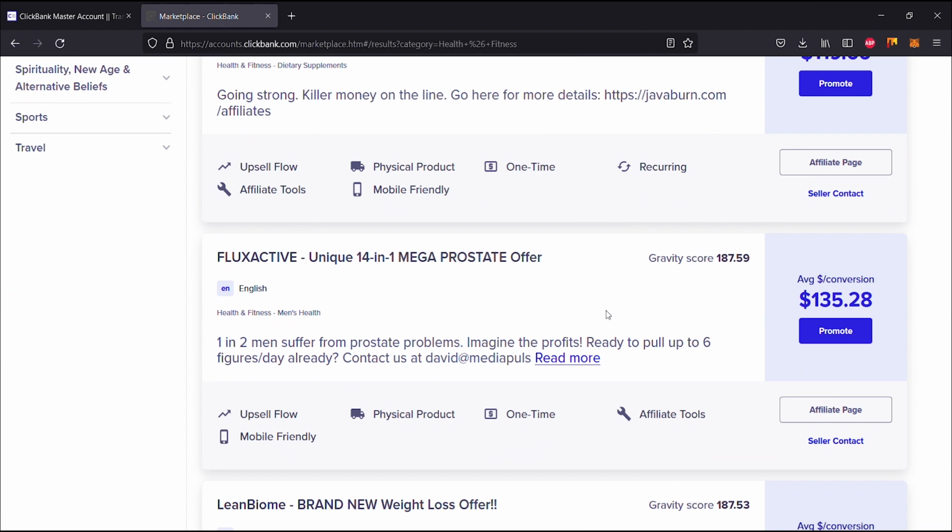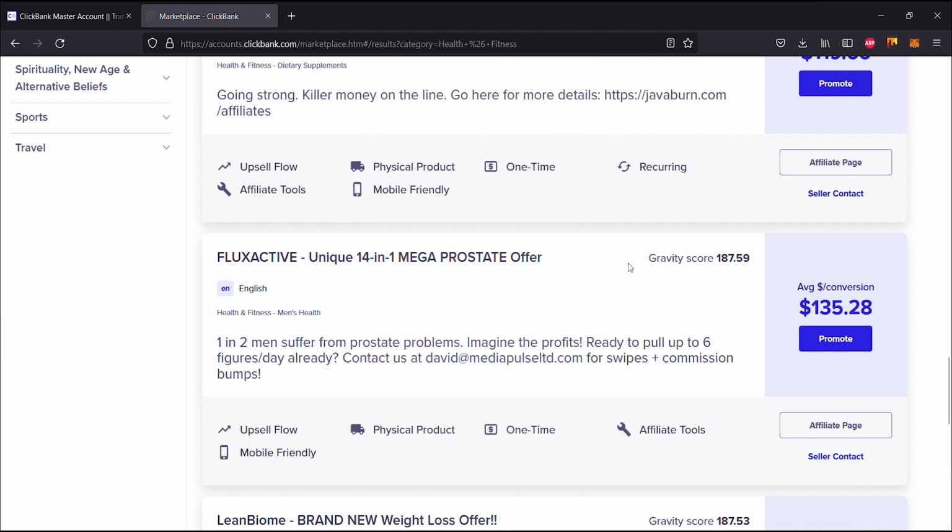unique 14-in-1 mega prostate offer. So this basically says that 1 in 2 men suffer from prostate problems. Imagine the profits. Are you ready to pull up to 6 figures a day already? Contact us at david@mediapulseltd.com for swipes plus commission bumps.